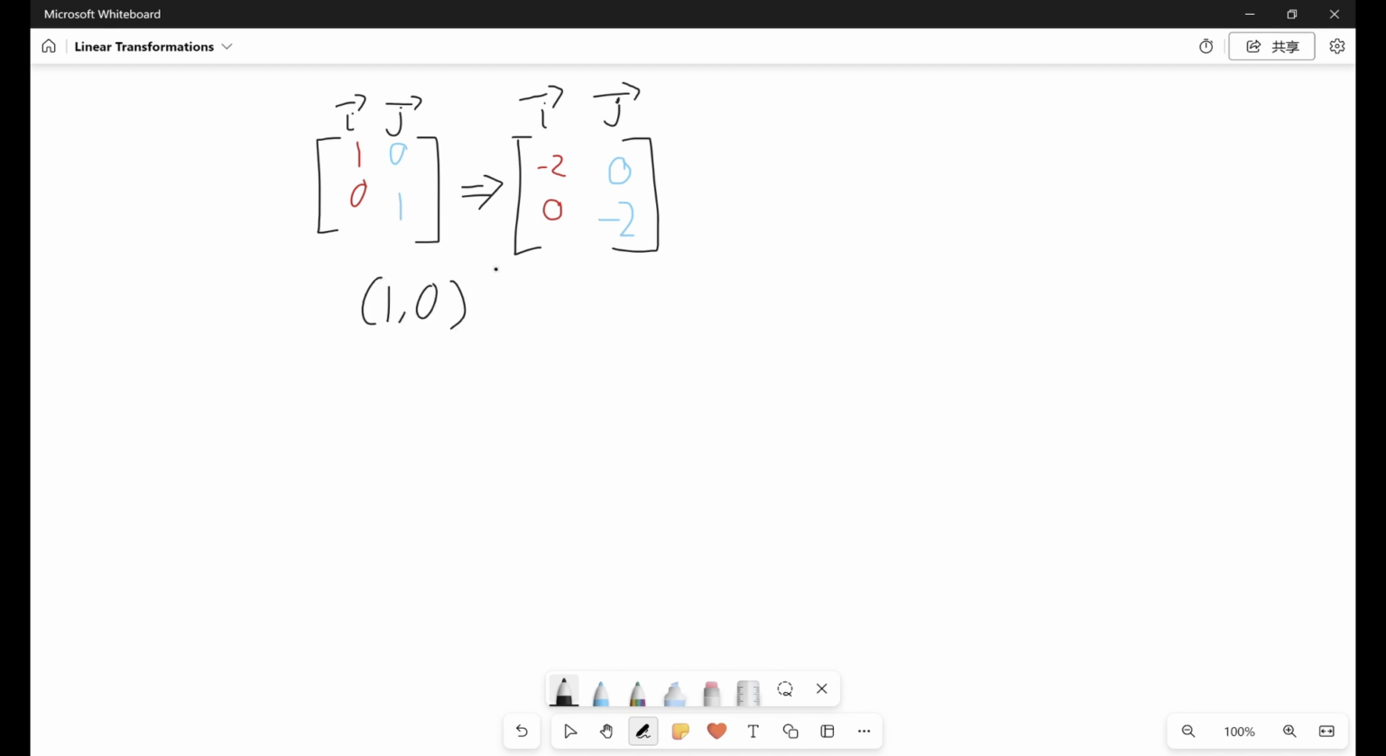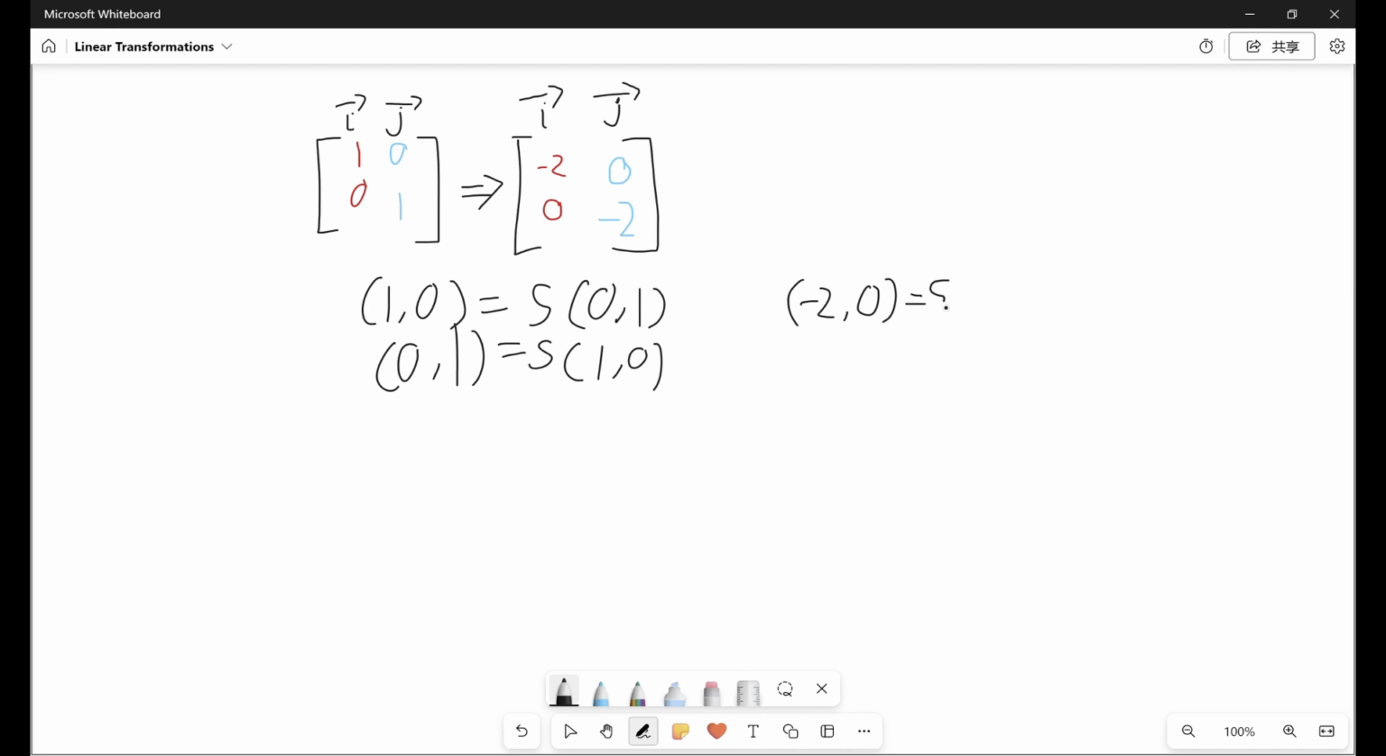And also, the two columns have to be linearly independent. So what do I mean? It means that you cannot have, so this is a vector, right? You can't have 1, 0 being represented by a scalar times 0, 1. And you can't have 0, 1 represented by a scalar times 1, 0.